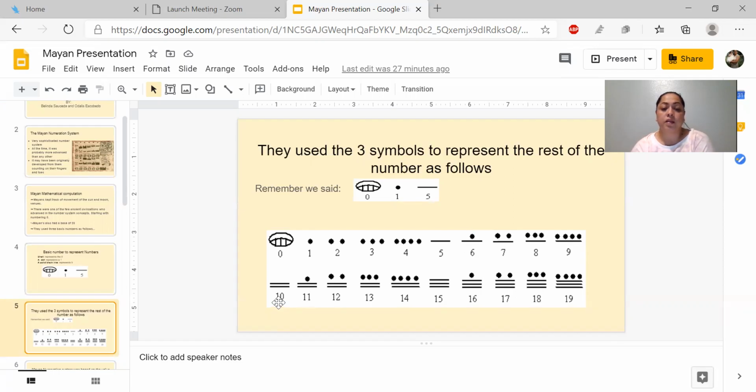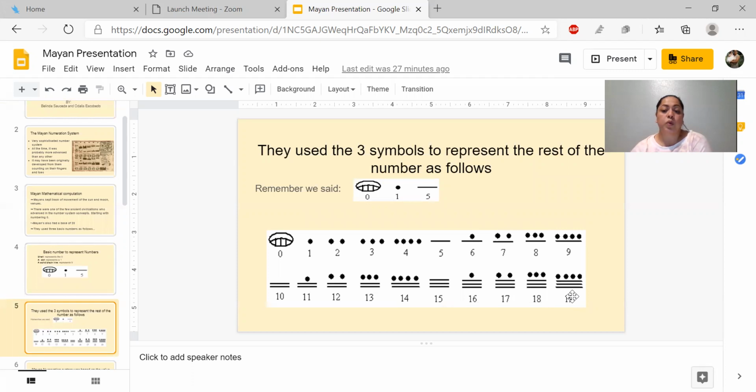But once we hit the 10th number, they represent those numbers by putting two black lines, because if you add those two, five and five, it's the number 10. And then they use those lines all the way across with dots representing ones on top, all the way to number 19.